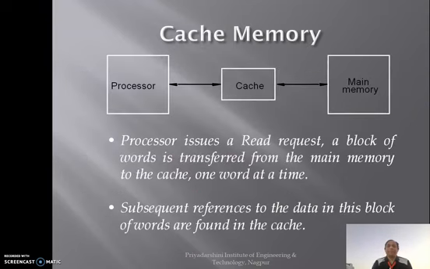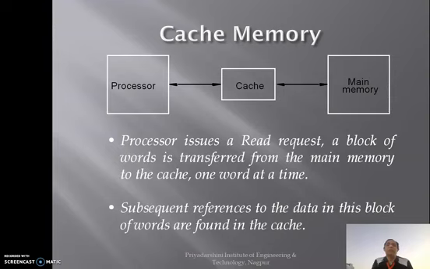Next, the concept of the cache memory. As we have seen in the diagrams, there are the processor, the cache memory and the main memory. The cache memory is in between the main memory and the processor, and compared to the size of the main memory, the cache memory is small. When the processor issues a read request, a block of words is transferred from main memory to the cache memory, one word at a time.